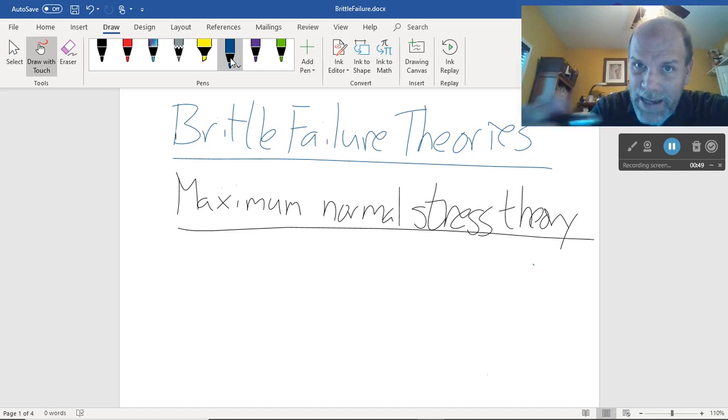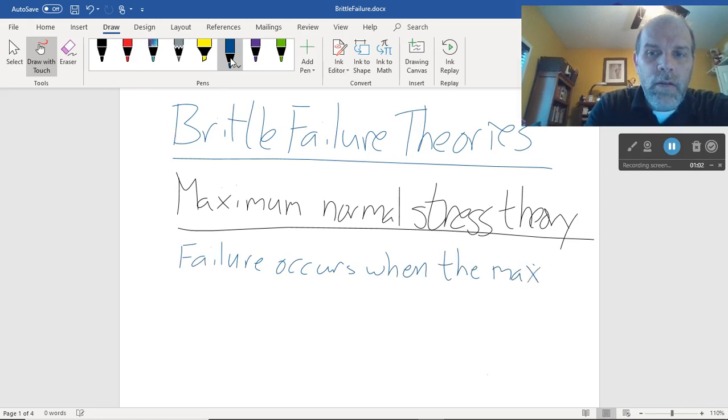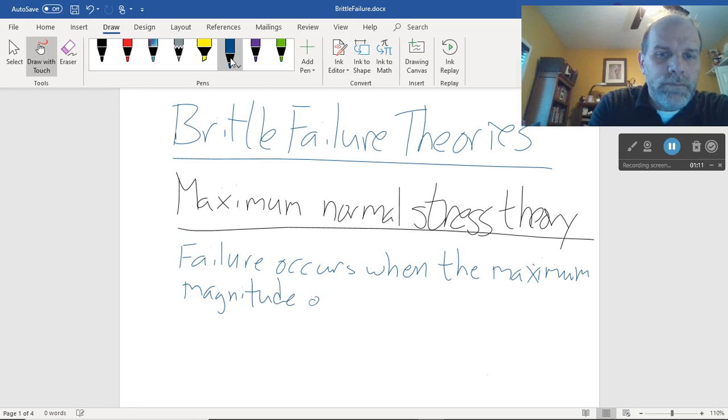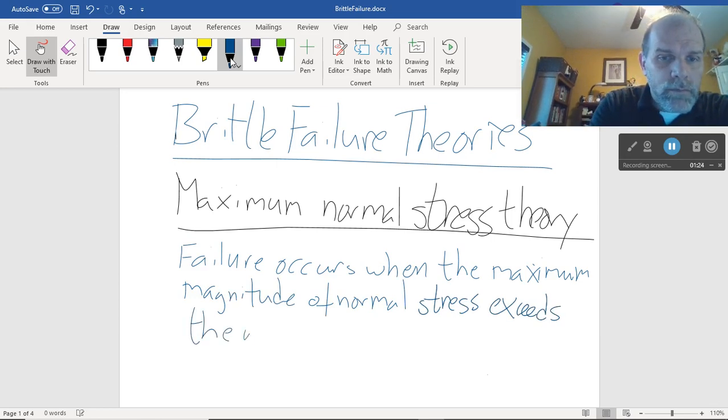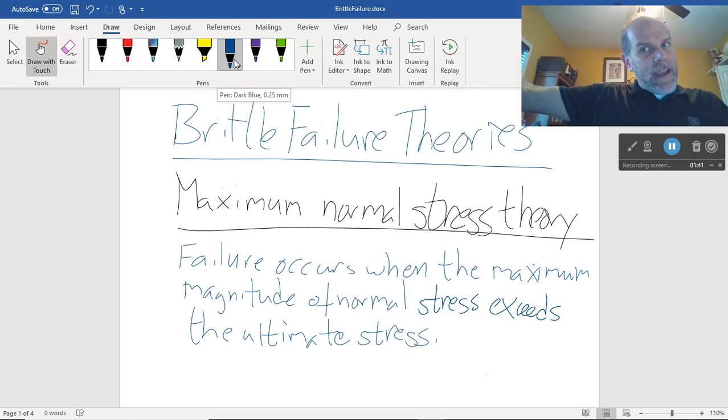So what the maximum normal stress theory says is that failure occurs when the maximum magnitude of normal stress exceeds the ultimate stress. Now, is this tension or compression? Well, it depends. I said maximum magnitude of normal stress. So that means if I have 150 MPa in tension and negative 200 MPa in compression as my principal stresses, well, I'm going with the negative 200, because that's got a magnitude of 200 MPa, not 150.